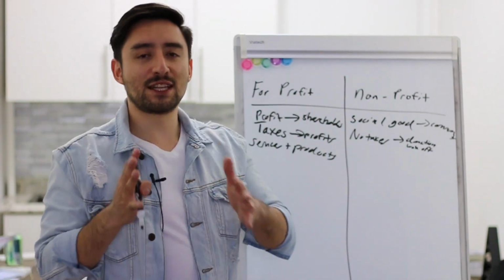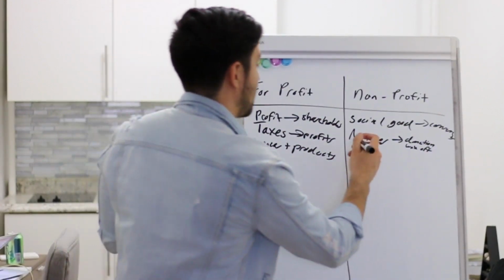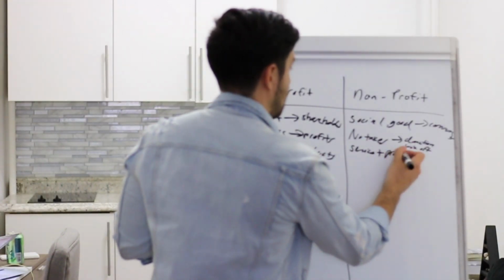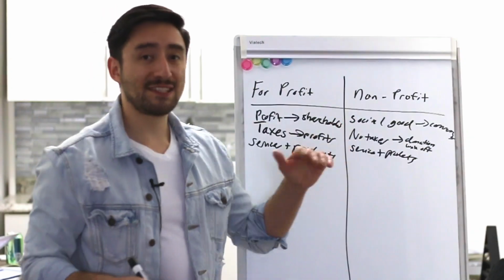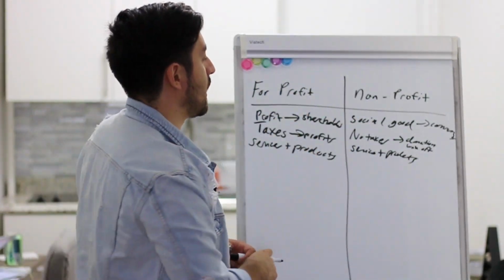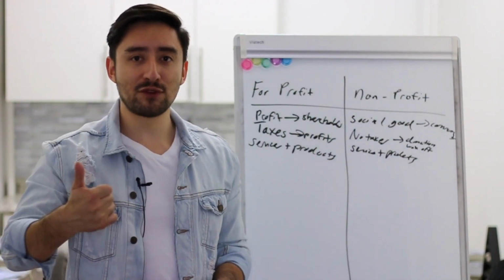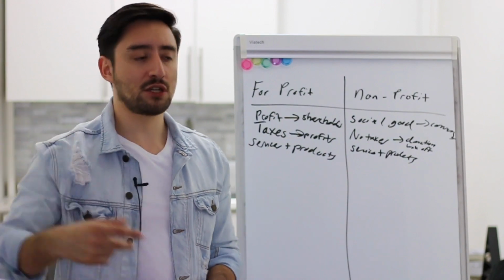Now here's where it gets a little bit tricky. A nonprofit can also generate revenue from services and also from products. However, there can't be any profit from these products that is distributed to any kind of shareholders or people who own the nonprofit. Instead, this has to go back into the business, in terms of paying people's salaries and equipment costs, or paying anything that helps the overall mission of the nonprofit.